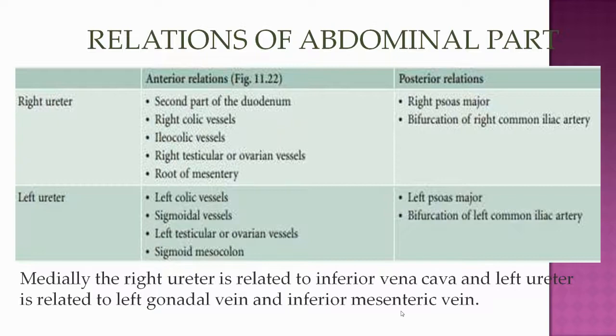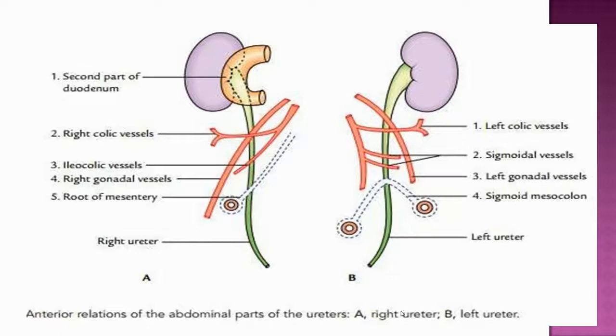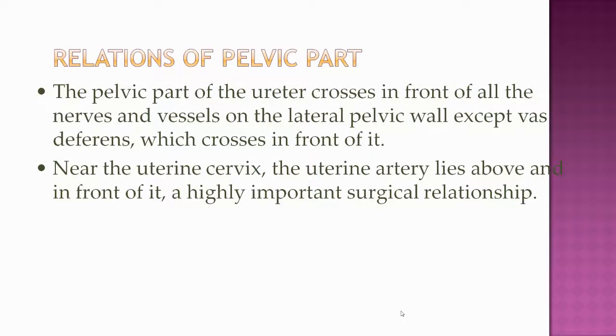Medially, the right ureter is related to the inferior vena cava, and the left ureter is related to the left gonadal vein and inferior mesenteric vein. So we can see in this picture the relations of the ureter in the abdominal part.